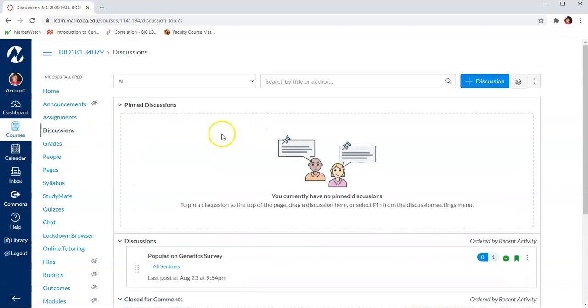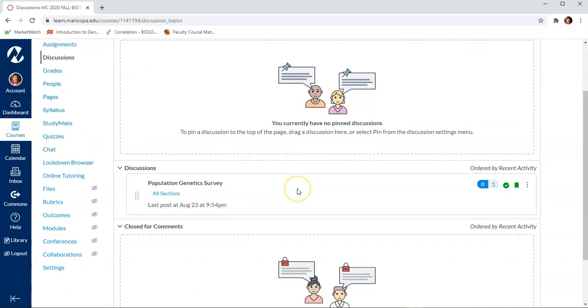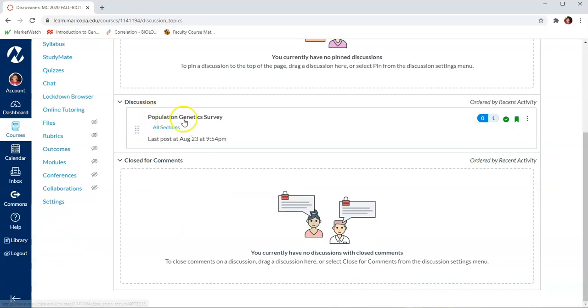So there's discussions. You guys can start discussions in the class. I've already started a discussion about population genetics. And so you can see that there's already been one post.